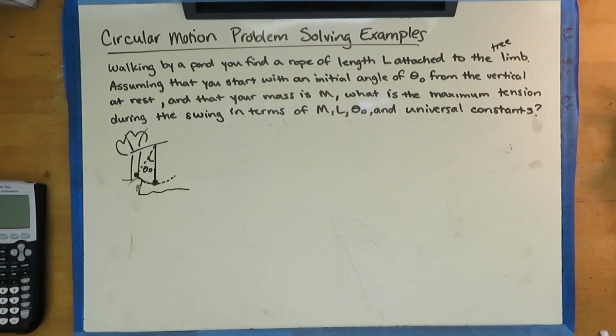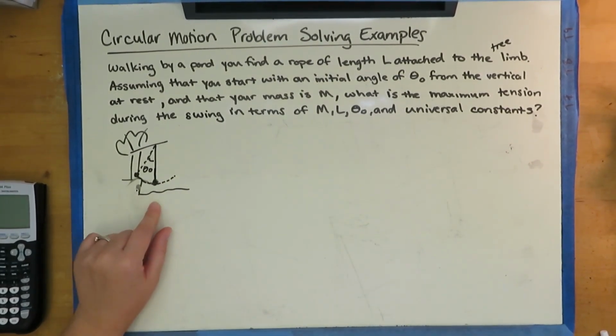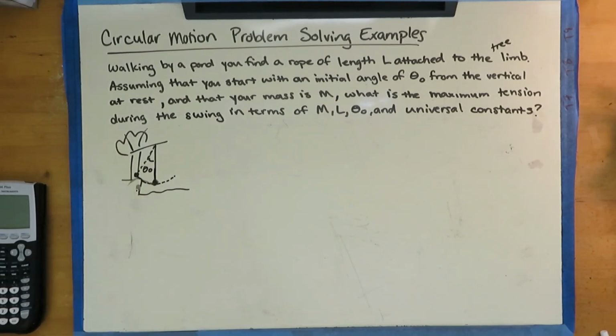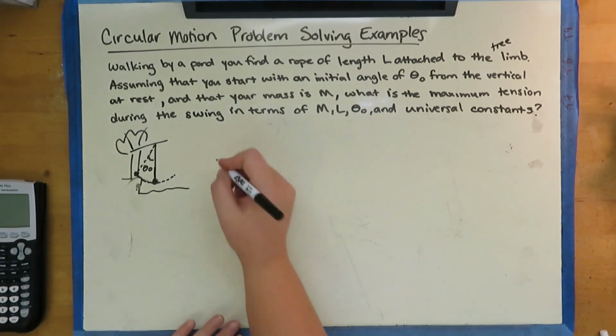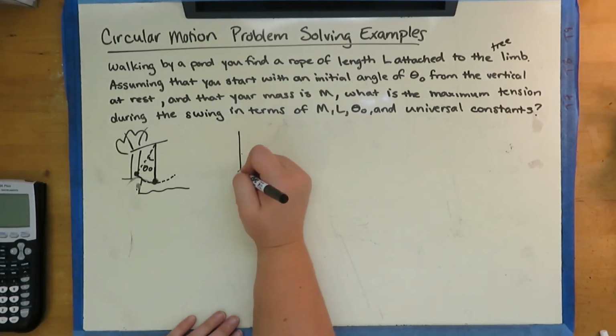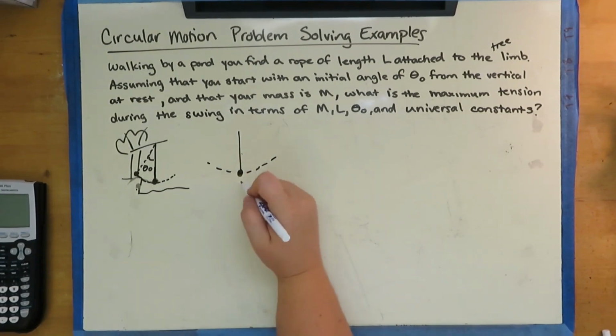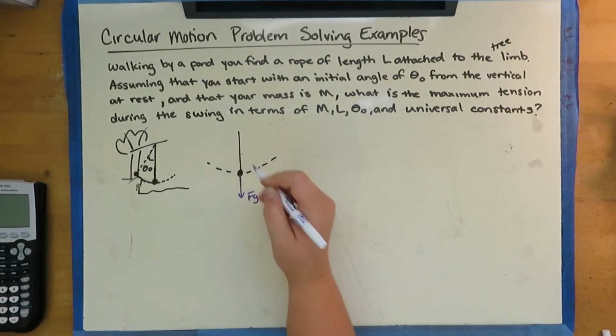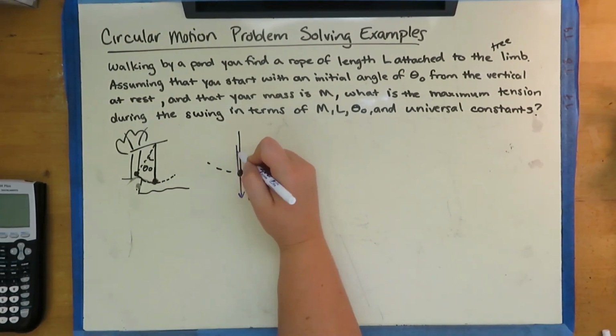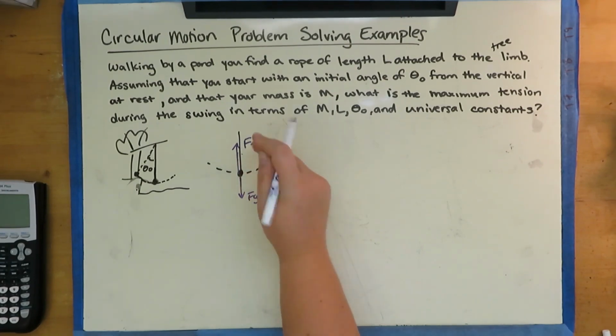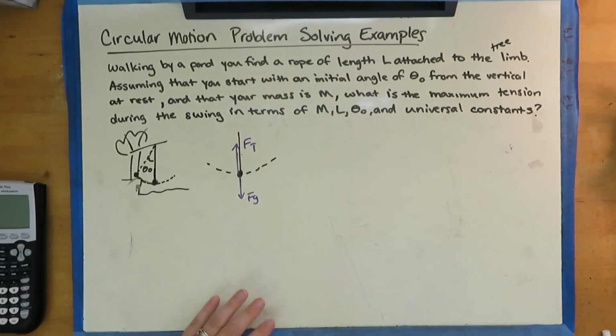So what we're looking for is the tension at the bottom of the swing. Let's take a look at the bottom of the swing in terms of forces. Once again, we have our gravitational force pulling down and our tension force going up. I'm drawing my tension bigger than my gravity because it needs to be.